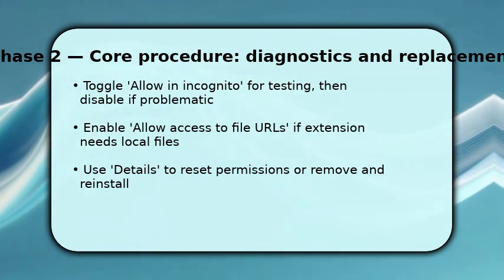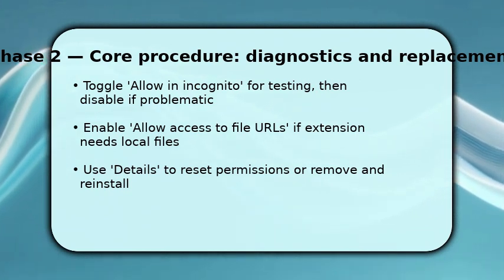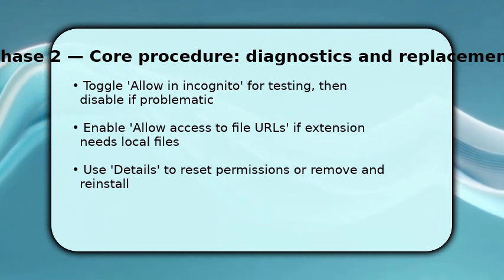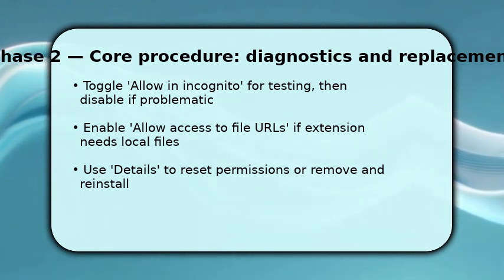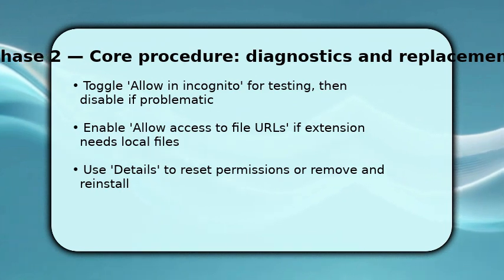Toggle Allow in Incognito briefly to see if the block is profile-specific. Once tested, turn it off if it caused issues. Enable Allow access to file URLs only when the extension legitimately needs local files, because unnecessary access creates security warnings.